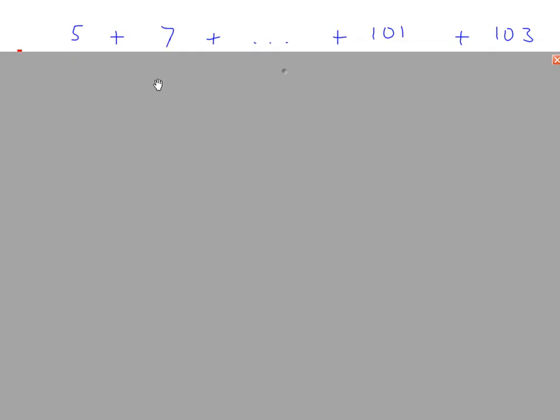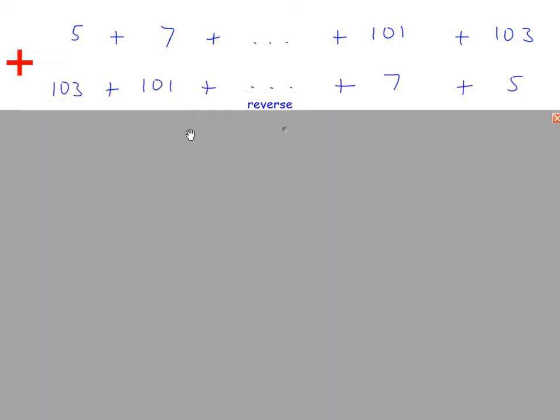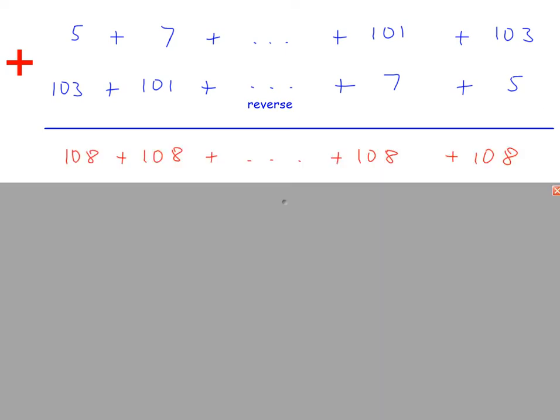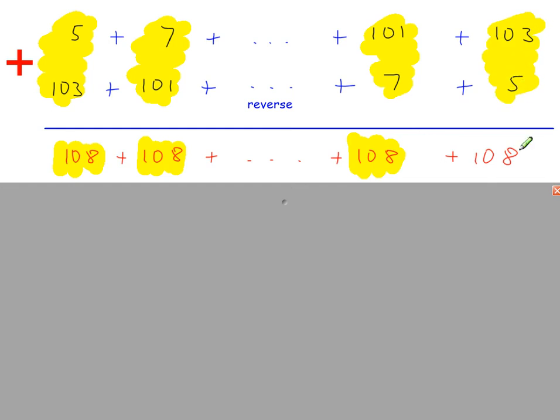So here is the same series again, but I'm going to write the same series in reverse order underneath this one, so the terms line up like this. And we're going to add these two series together. So if I add these two numbers together, I get 108. If I add these two together, 108 again, and you can see what's happening here. You always get the same sum when you add the numbers in pairs.